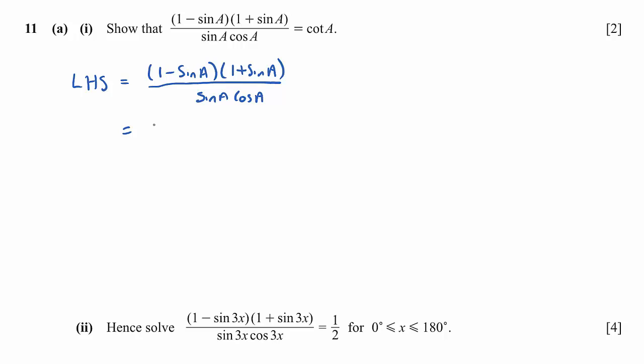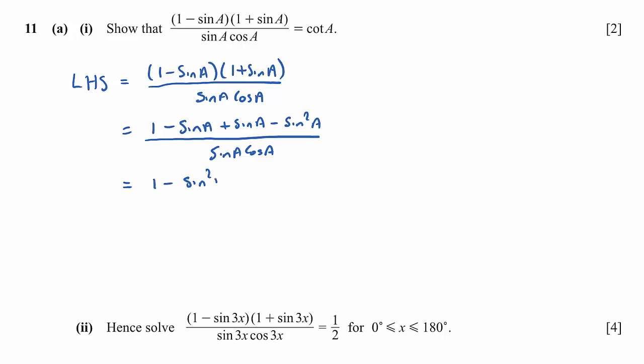So I'm going to get 1 minus sine A plus sine A and take away sine squared A, all over sine A cos A. Well, the minus sine A and the plus sine A are going to cancel each other out. So I've got 1 minus sine squared A over sine A cos A.